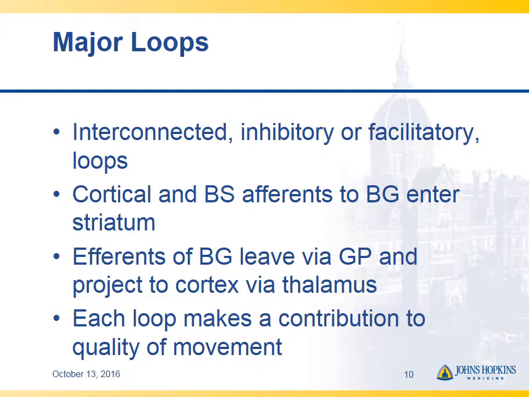These motor loops are interconnected, and again, they are inhibitory or facilitatory. The cortical and brainstem afferents to the basal ganglia enter the striatum. The efferents of the basal ganglia leave the globus pallidus and project to the cortex via the thalamus. And each of these loops makes a contribution to the quality of movement.